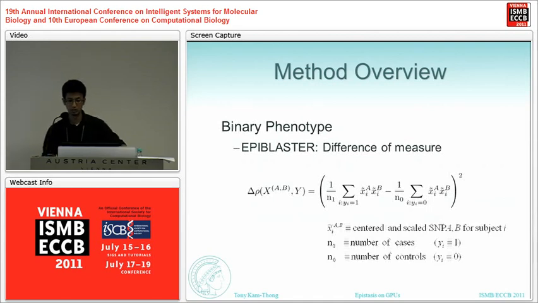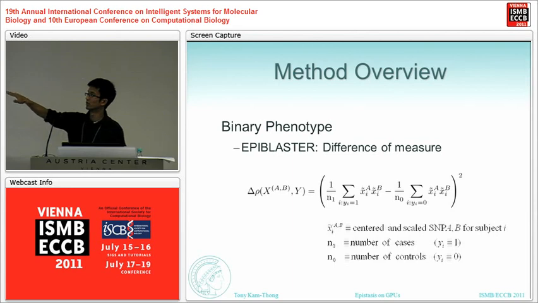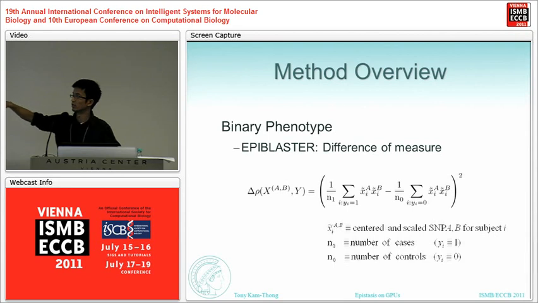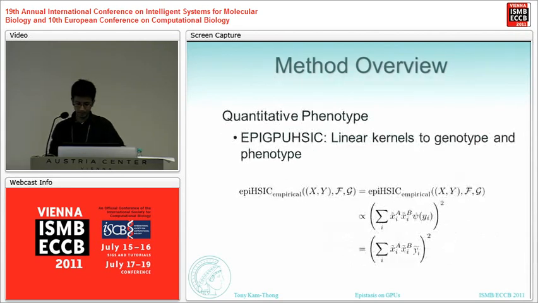In terms of the actual equation that we're fitting the problem to, our first initial attempt was for binary phenotypes. This is what we call epiblaster, and we're essentially looking at a difference of measure between SNP A and SNP B, in cases and controls separately. Then we moved on to quantitative phenotypes, at which point we ran out of really creative names, and we called it epi-GPU-HSIC. It will be apparent why the name comes later.